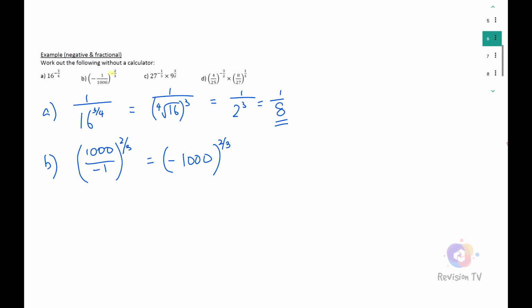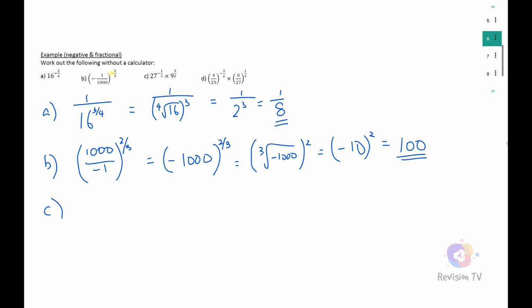So 2 over 3 means we're going to cube root negative 1,000 and then square it. Cube root of 1,000 is 10 because 10 cubed is 1,000. So it'll be negative 10 in a bracket, squared. Now when we do negative 10 squared, it becomes a positive 100. Everything is dealt with inside the bracket, and that's why BIDMAS has brackets before indices.